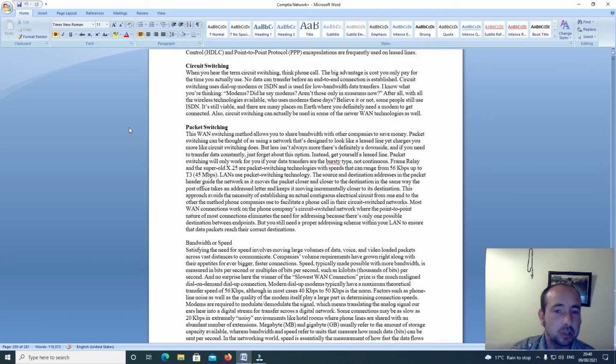Circuit switching. When you hear the term circuit switching, think phone call. The big advantage is cost. You only pay for the time you actually use. No data can transfer before an end-to-end connection is established. Circuit switching uses dial-up modems or ISDN and is used for low bandwidth data transfers.